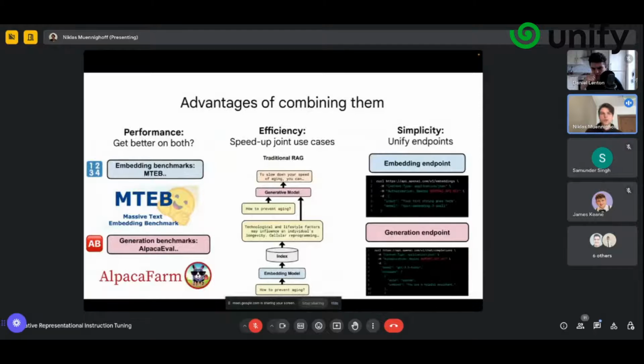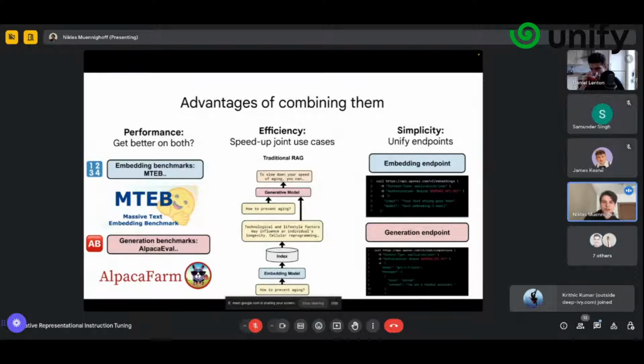So given that we have these two areas, does it make sense to combine them such that we have one model that handles literally all text-based use cases of models? And there are three possible advantages from combining. One is we could imagine that once we combine them, we might get better performance, or at least very good performance on both of those directions, so on embedding benchmarks like MTEB and so on, and also on generative benchmarks.